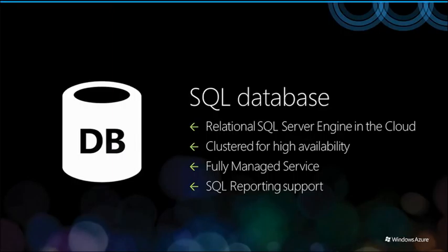The first one I want to walk through is called a SQL database. Basically what this provides is a relational SQL Server engine that you can use in the cloud. It's fully clustered for high availability, so we run your database across multiple machines in case one goes down. And it's a fully managed service, so we're doing all the patching for you. We do the backups. We take care of the cluster. And you can just say, I want a database, and stand it up, and then we do the rest.